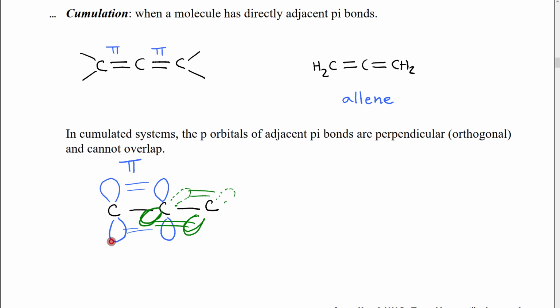This means that these pi orbitals are completely independent of each other. They don't interact with each other. They don't have any of the effects that we would see for conjugated systems.